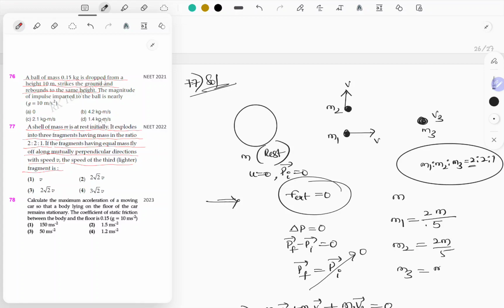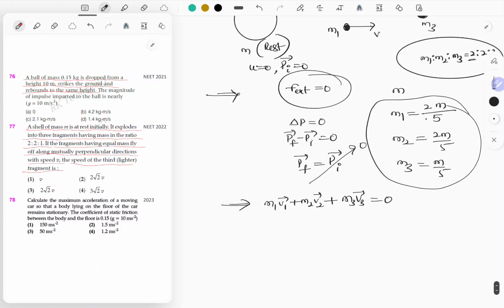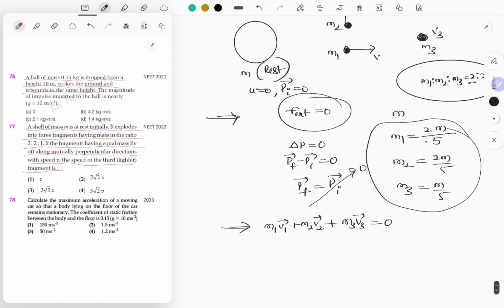m3 is equal to m by 5. This is the way to find out mass. I have already given this trick. You just go through the first part of laws of motion. You can understand how I divided this.